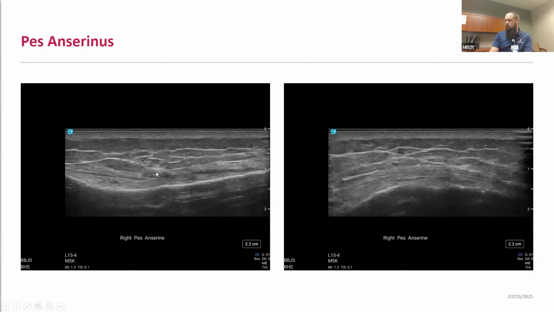Again, with the bursal distension not normally seen, it can be more prevalent in patients with type 2 diabetes or rheumatoid arthritis, but again, not often a common appearance that we see when evaluating the Pes Anserinus.